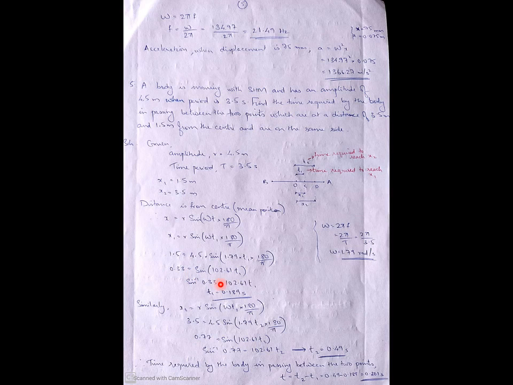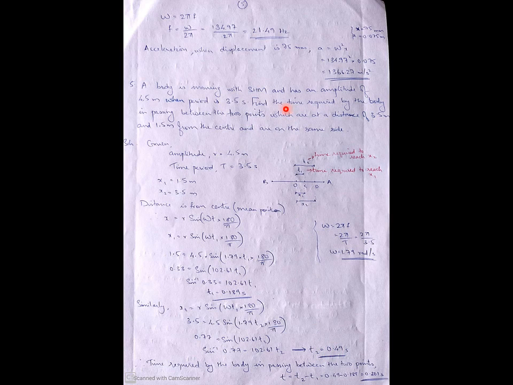So you will be getting like this, and finally t1 is 0.189 seconds, which means from the center position to the distance x1, the time is 0.189 seconds. Similarly, in the second case, x2 equals 3.5 meter. The remaining steps are the same, and finally you will get t2 as 0.59 seconds. That is, from O to D, for covering this x2 distance, the time required is 0.59 seconds.